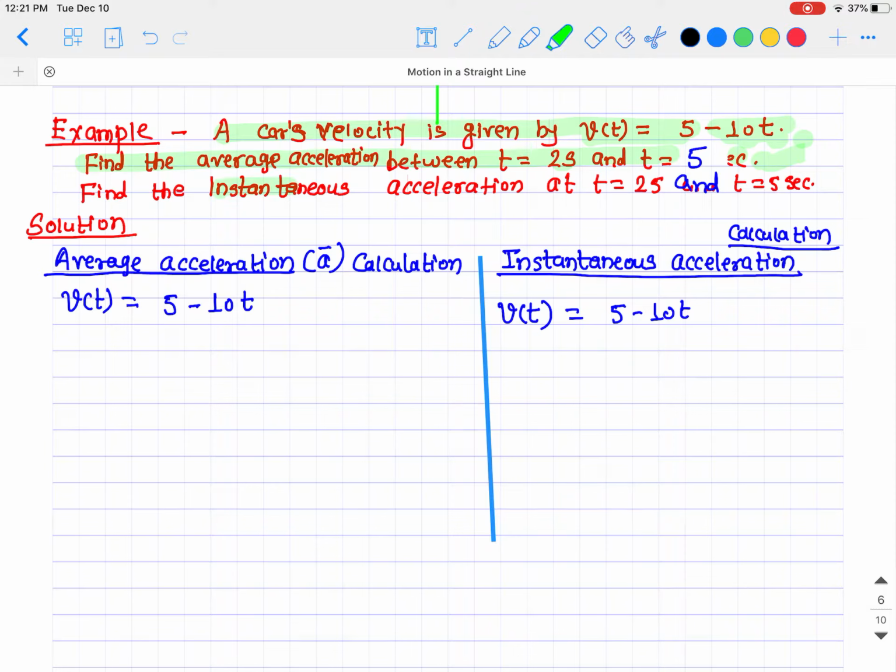And then we also have to find out the instantaneous acceleration at the two times, time t equals 2 seconds and 5 seconds. So let's start with the average acceleration now.